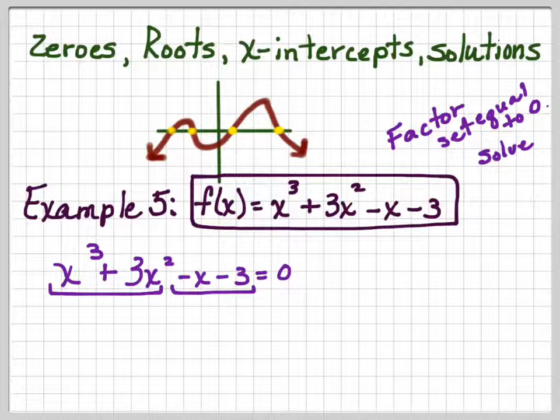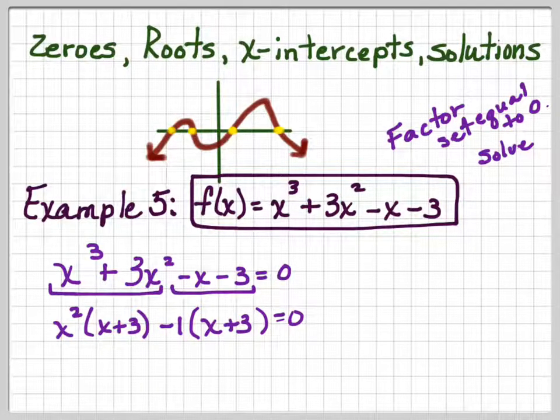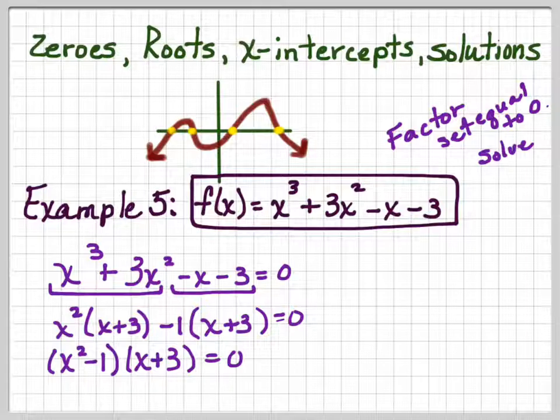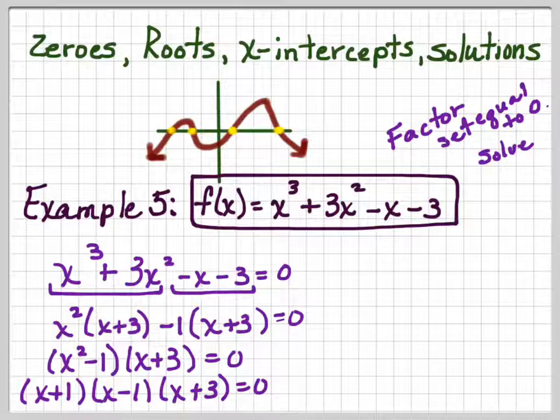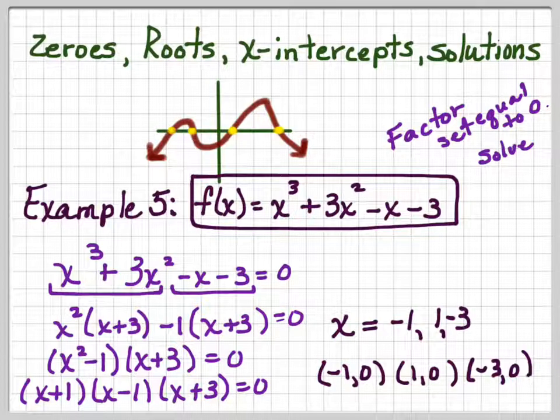Out of the first two terms, I'm going to take out an x squared, so I'll have x plus 3 left over. And out of the second two, I'm going to take out a negative 1, and I have x plus 3 left over. So now when I put my x squared minus 1 together, times x plus 3, that's equal to 0. And my x squared minus 1 is going to be x plus 1 times x minus 1, and then times x plus 3 equals 0. So I know that my 3 roots or solutions are negative 1, 1, and negative 3. If I wanted to write them as coordinates, it'd be (negative 1, 0), (1, 0), (negative 3, 0).